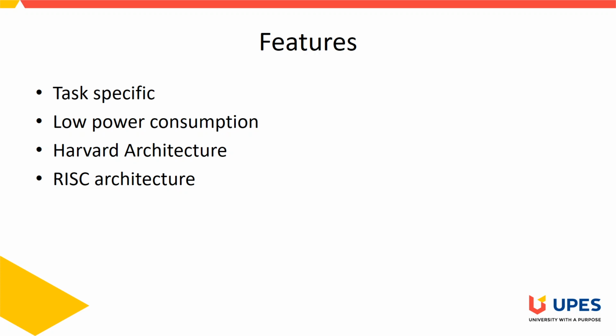So, it should be task specific. Fine. Because the embedded system requirement is something like that. Its design should be task specific. That's why the processor should also be a task specific processor. The power consumption should be low.